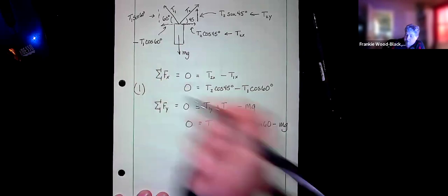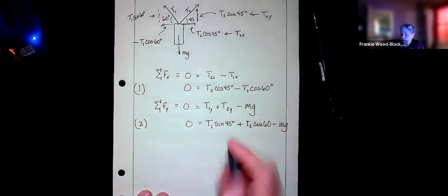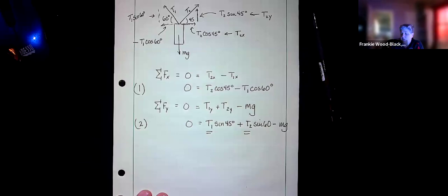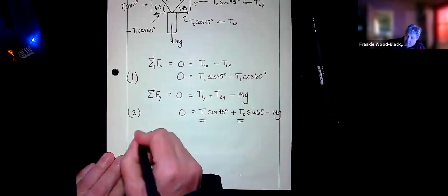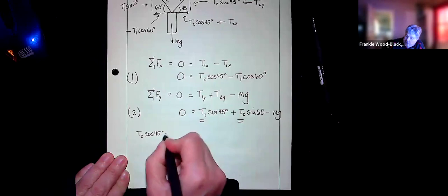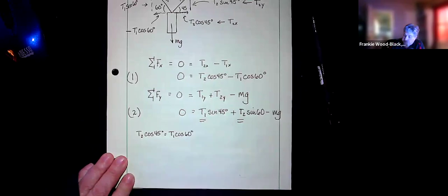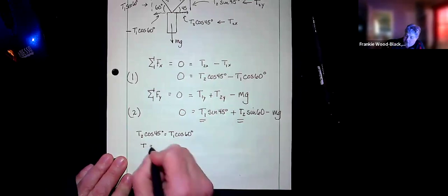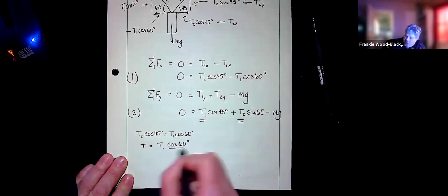This is one equation. This is 2 equations. 2 equations, 2 unknowns, T1 and T2. Those are my 2 unknowns. But this one I'm going to solve a little differently. I'm going to go ahead and say T2 cosine 45 degrees is equal to T1 cosine 60 degrees. T2 is equal to T1 cosine 60 degrees divided by the cosine of 45 degrees.